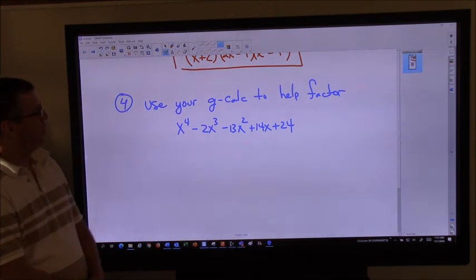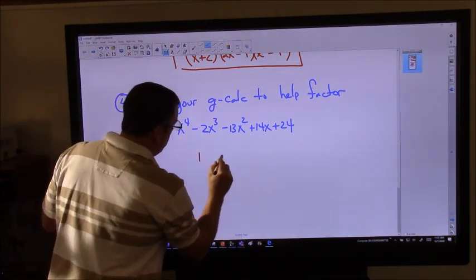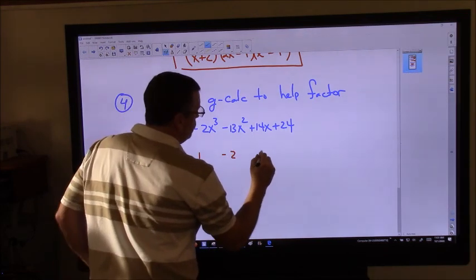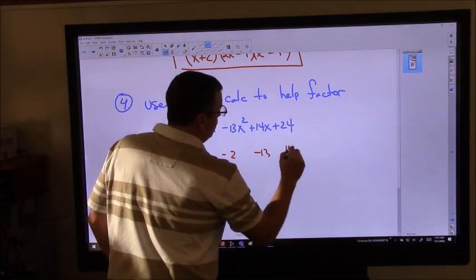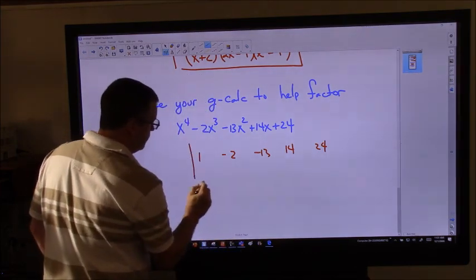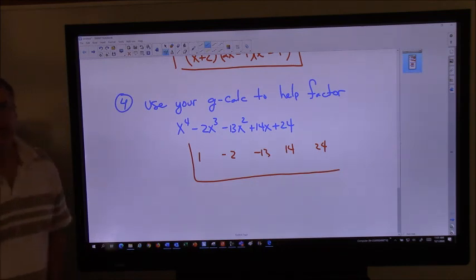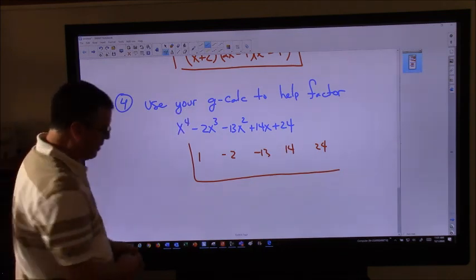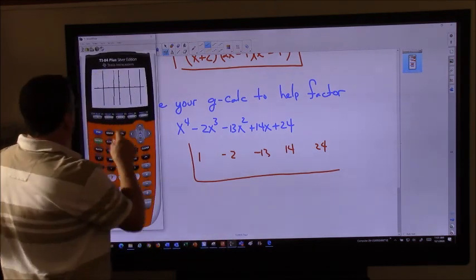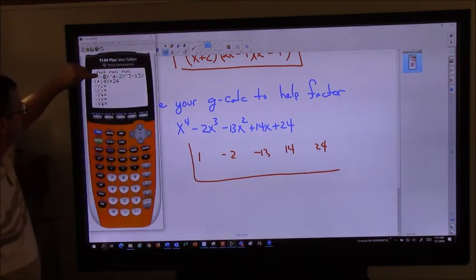All right, so if I'm going to do synthetic division, I know I'm going to have the numbers 1, -2, -13, 14, and 24. The question is, what number do I want to work with out here? And that's where the graphing calculator comes in. So here's my equation. I've already typed it in.